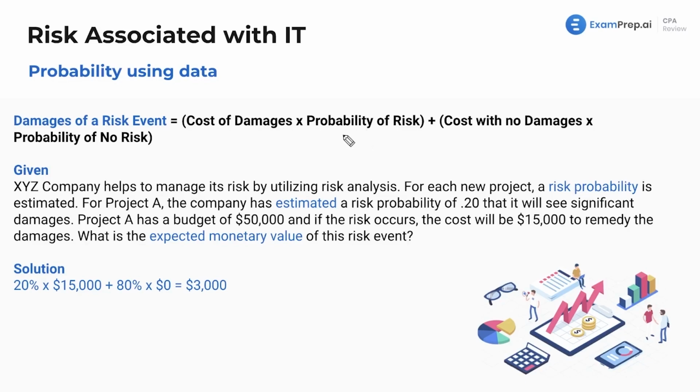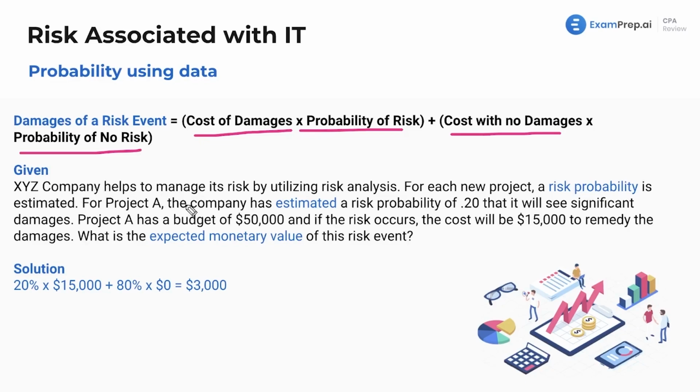It's kind of like a weighted average cost of capital, plus cost with no damages times the probability of no risk. So let's say, well, I'll show you in this example. Let's say it would cost $100 if the damages happened times the probability of that happening, plus the cost with no damages, which a lot of times that'll be zero because it's just no damages, so there's no cost, times the probability of no risk. All right, let's take a look at how this works.